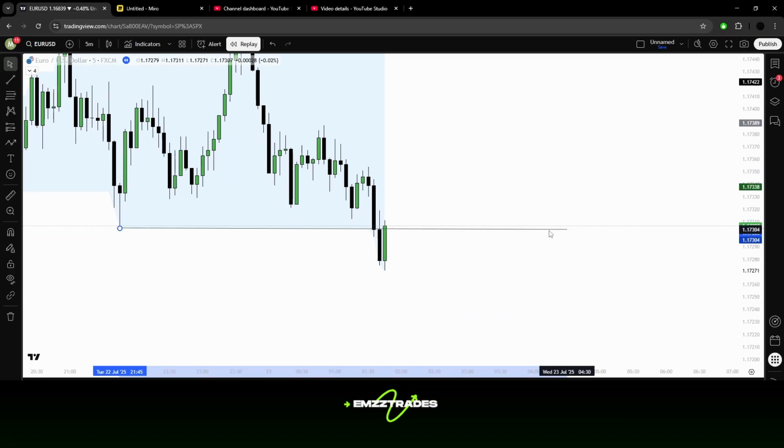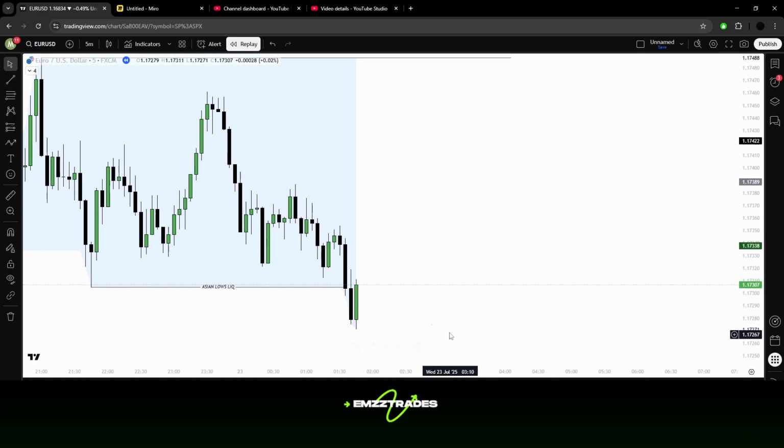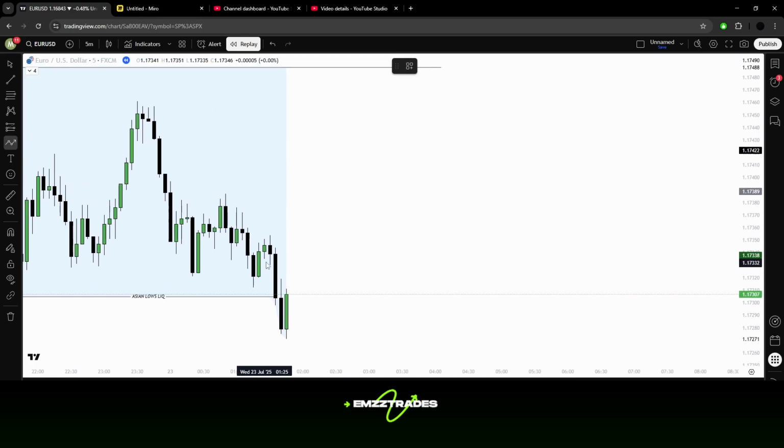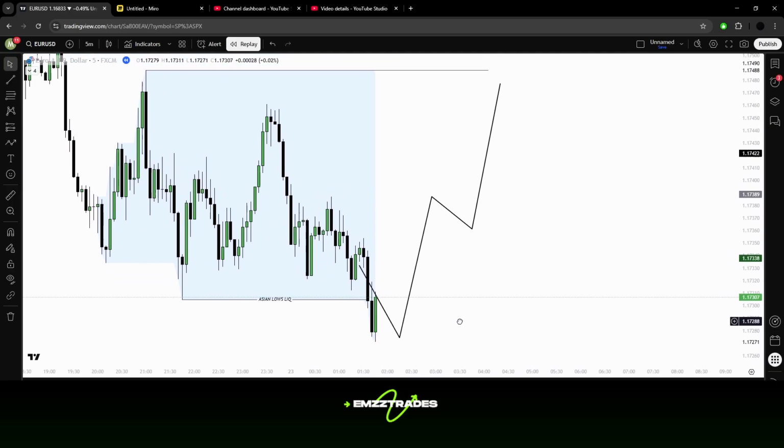As you can see, it has completely swept the lows. So I'm going to mark this out as my Asian lows liquidity. Completely marked out, completely swept. Now we know that we need to take the trade all the way towards the upside, because we trade the reversal in the silver bullet strategy. We don't trade continuation trades, we trade reversals.